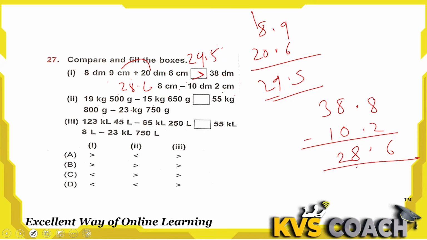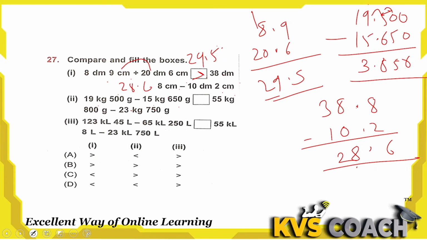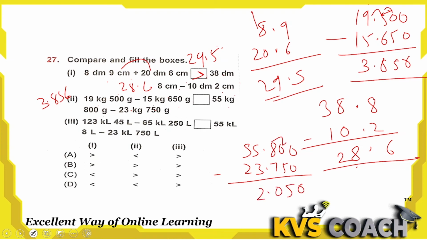Now 19 kg 500 gram minus 15 kg 650 gram. 19.500 minus 15.650. So let's check. Subtract: 10 minus 5 is 5, 14 minus 6 is 8, here 8 minus 5 is 3, so 3.850. This part is 3.850, and this part is 55.800 minus 23.750. So it will be 0, 10 minus 5 is 5, 7 minus 7 is 0, 5 minus 3 is 2, and 5 minus 2 is 3.